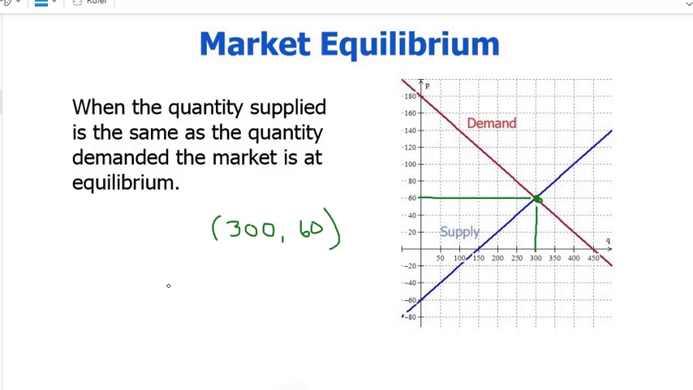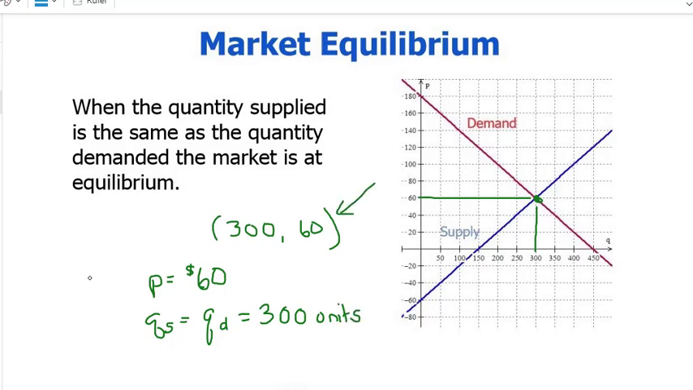So that tells us our price is $60 and our quantity supplied and demanded is going to be 300 units. So this is our equilibrium point. This represents our equilibrium price. This represents our equilibrium quantity.